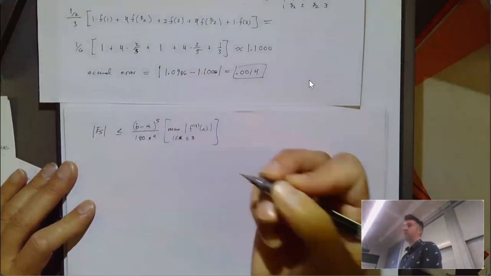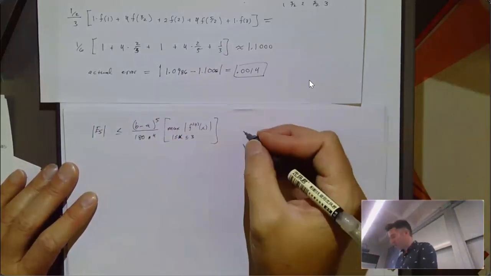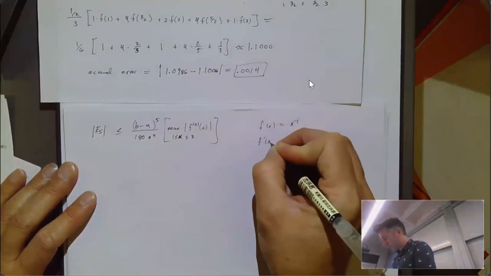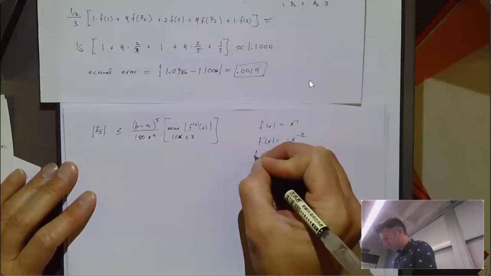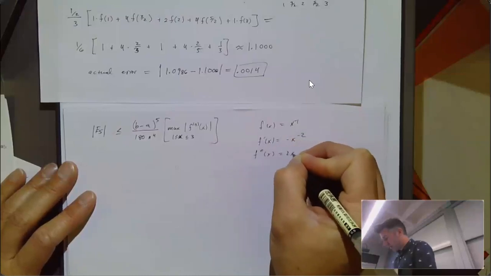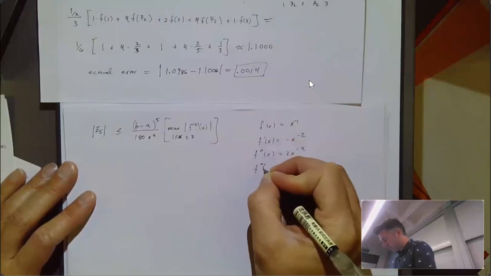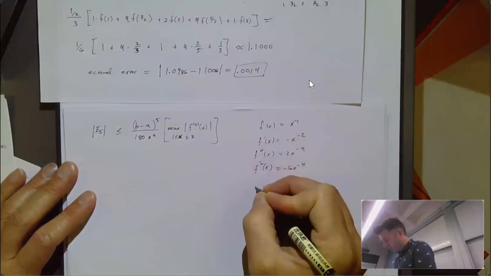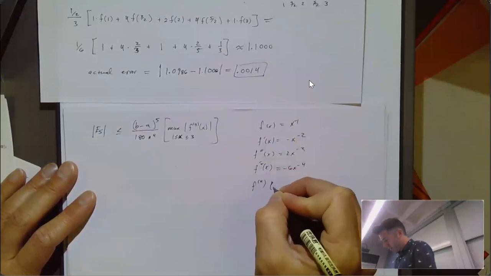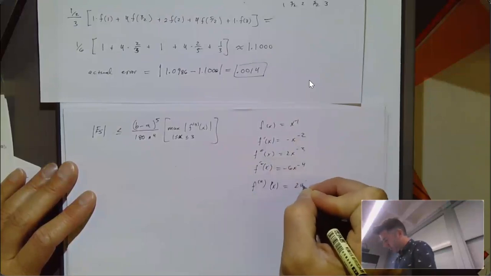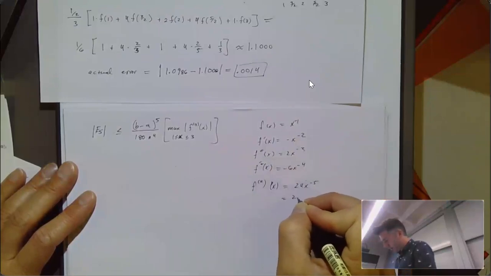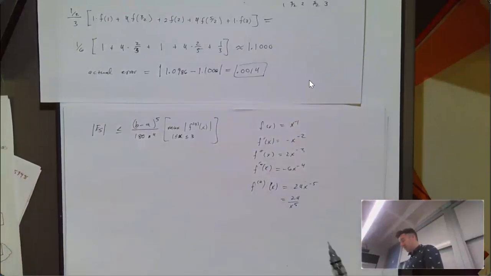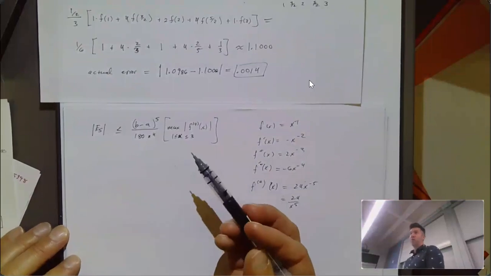So we need the fourth derivative. Again, this one's not too terrible. Our function was x to the negative first. Our first derivative is negative x to the negative second. Our second derivative is 2x to the negative third. Our third derivative is negative 6x to the negative fourth. And our fourth derivative finally is 24x to the negative fifth, or 24 over x to the fifth. And just like the previous one, we can see that this is the most when x is equal to 1.